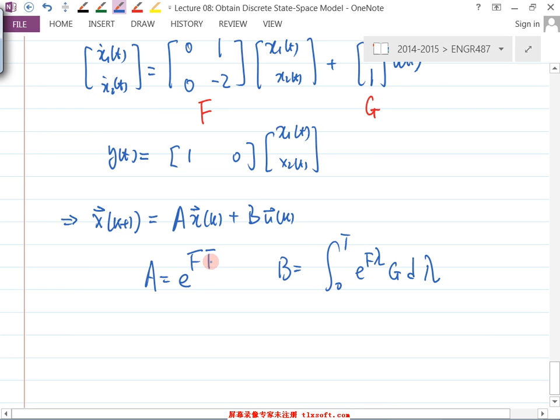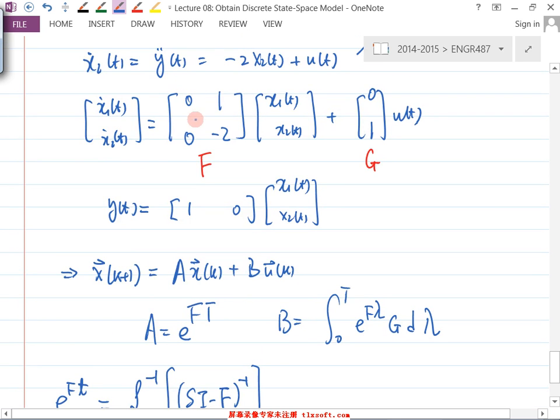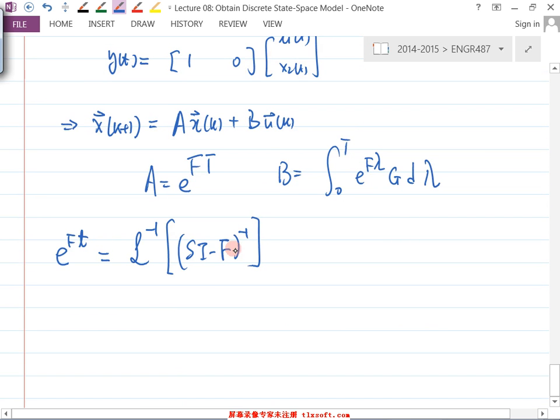How do I get e to the power of F T? As we said, what we first do is we try to obtain e to the power of F small t, right? And then we replace the small t with a capital T. And e to the power of F small t, the formula we said, is the inverse Laplace of the inverse of this. So capital F we already have here. Then what about the inside here?